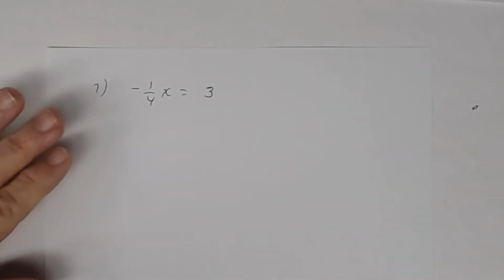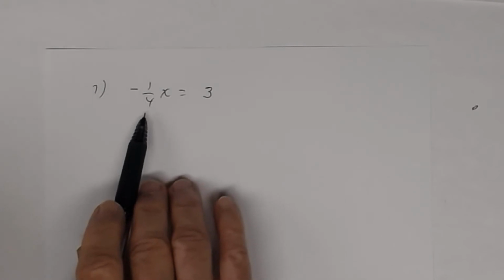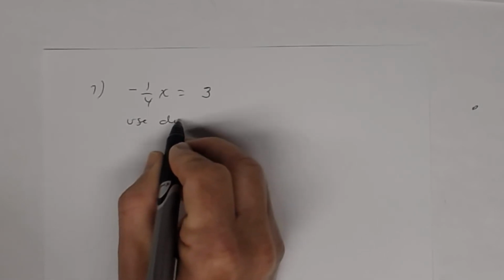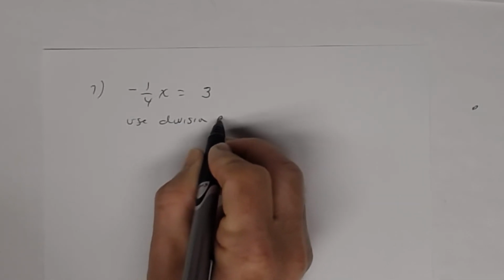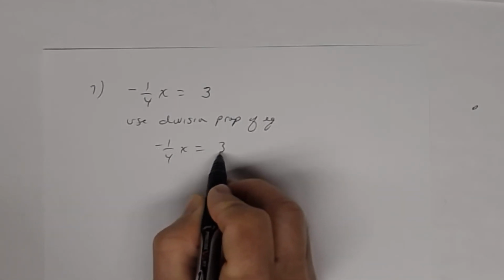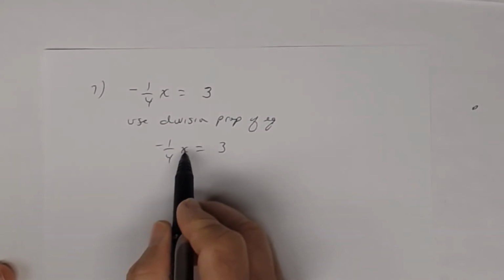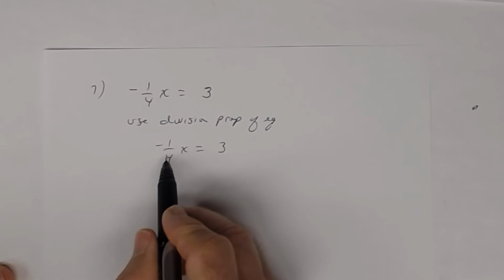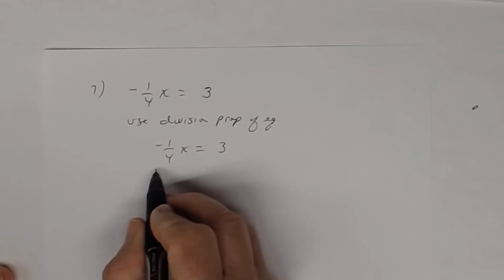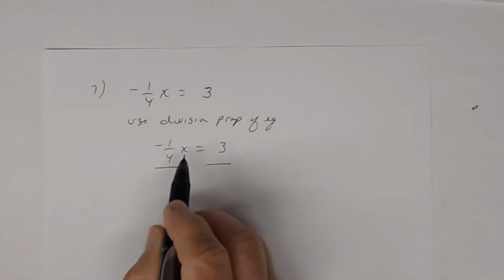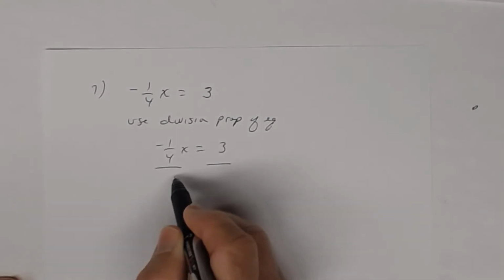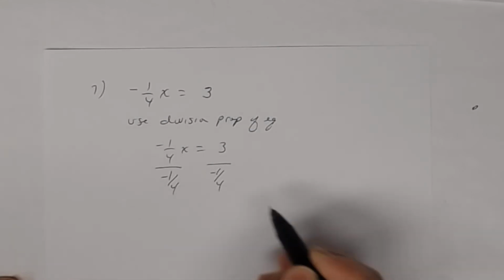All right, let's look at a couple more. Okay, so let's suppose we had this one. Let's go ahead and we're going to do this in both ways again. So let's go ahead and use the division property of equality. Let me go ahead and write this over. Negative 1/4 x equals 3. And so if I'm trying to get x by itself, we're now multiplying by negative 1/4. And so the division property of equality says that I'm going to have to divide both sides by the same number. So if I want this to be x, I've got to divide by the coefficient. So the opposite of multiplying by negative 1/4 is to divide by negative 1/4, both sides, just like that.